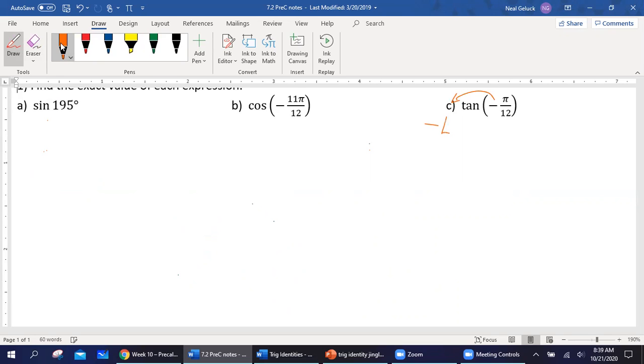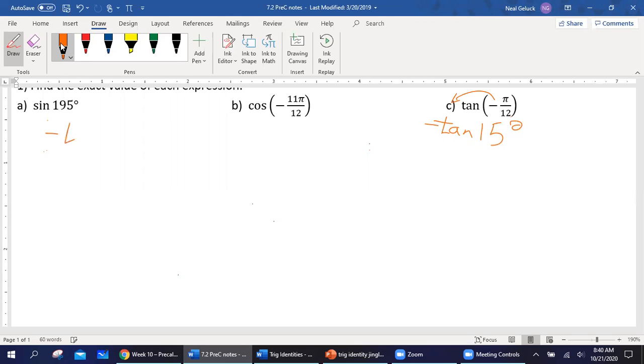So negative tangent. And again, I would suggest turning that pi over 12 into a degree instead of a radian. Pi over 12 is 15 degrees. So this is negative tangent of 15 degrees. All right, so now I have to somehow turn 15 degrees into two angles that I know.